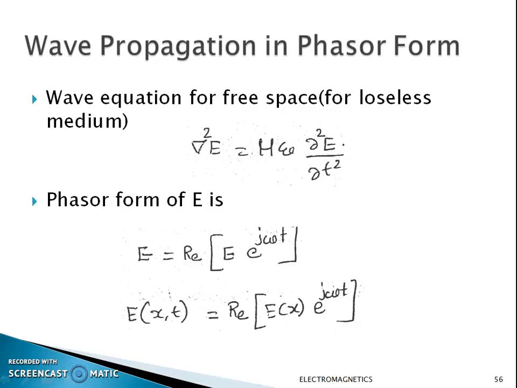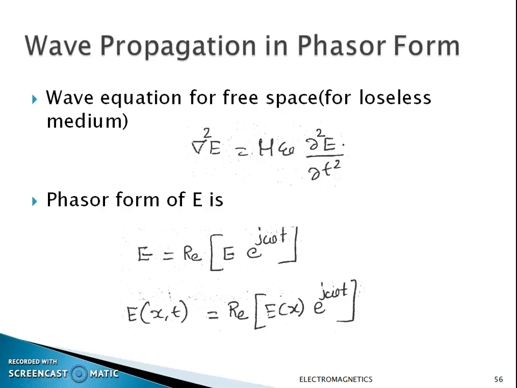So let us write the wave equation. We already studied the wave equation for free space, and let us write it like this: del square E is equal to mu epsilon dou square E divided by dou t square. For a free space, the value of sigma is equal to 0, so it consists only this portion. Then we can represent a system in phasor form, that is e raised to j theta can be represented as cos theta plus j sin theta. It is the phasor representation.